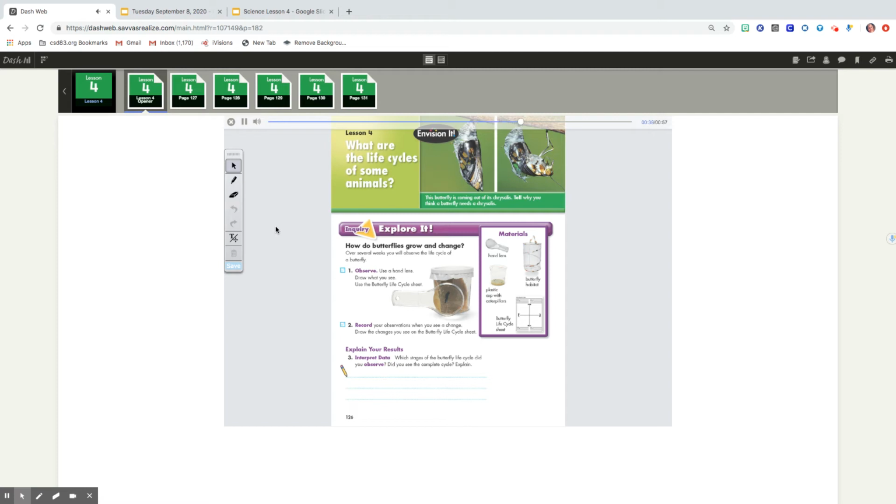2. Record your observations when you see a change. Draw the changes you see on the butterfly life cycle sheet. Explain your results. 3. Interpret data. Which stages of the butterfly life cycle did you observe? Did you see the complete cycle? Explain.